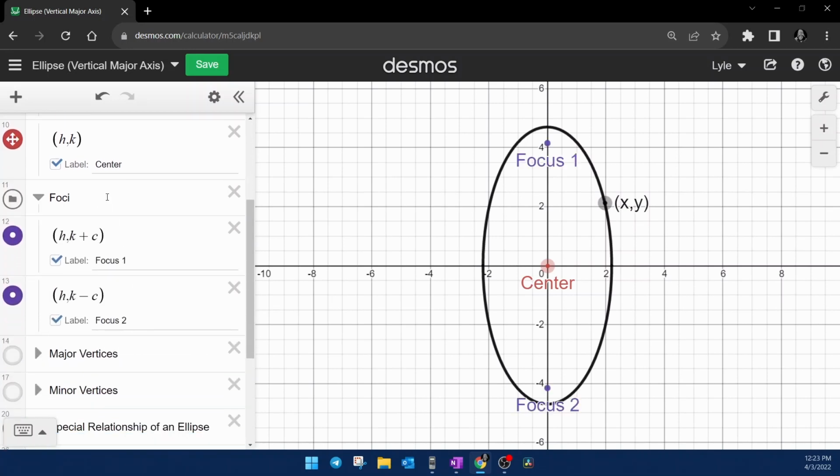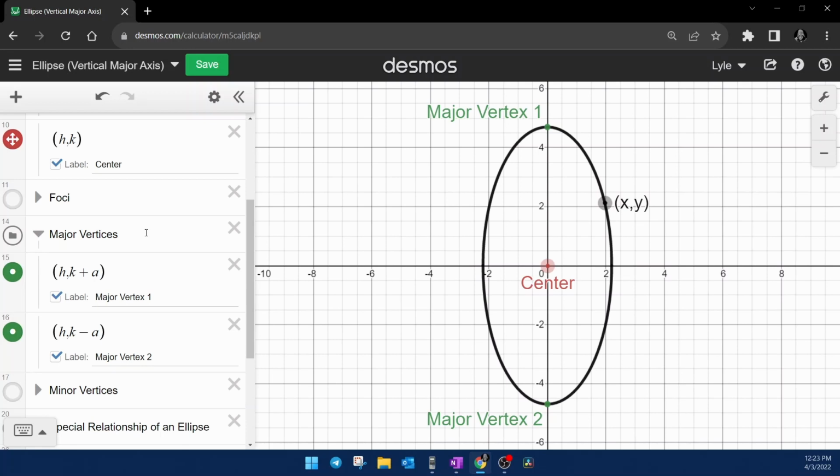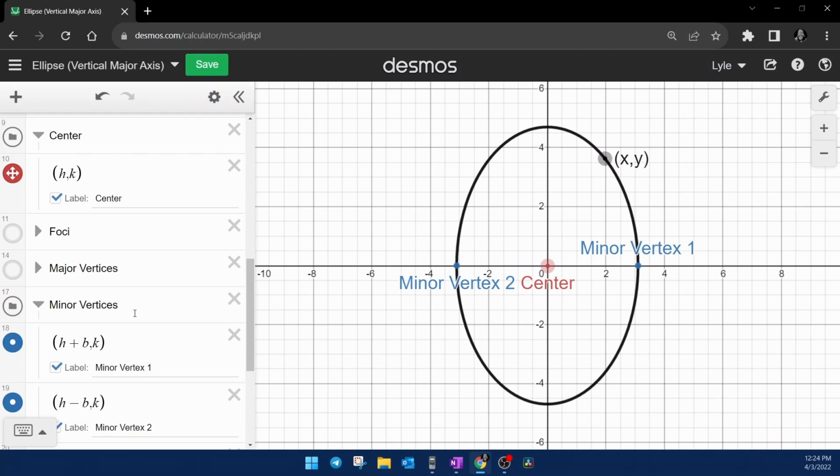The foci now have to lie along the vertical axis, and those formulas are h, k plus or minus c. The major vertices, again, are the vertices in the longest direction. In this case, h, k plus or minus a. The minor vertices, in this case, h plus or minus b, k, lie along the minor axis.